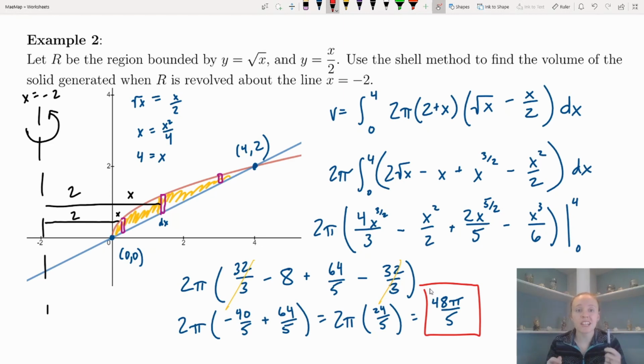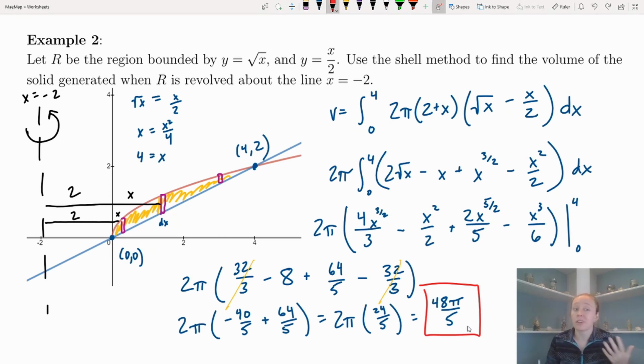Now, if you notice, this figure is not a new figure that we're revolving around the line x equals -2. In that previous worksheet, when we did the disc and washer method, revolved around a line that was not an axis, we did this exact same problem using the disc method. This was practice problem number 3 on that worksheet, and we did indeed get 48 pi over 5. So regardless of the method we use, we're going to get that same volume if we're revolving the same region about the same line. If they specify to use the shell, or if they specify to use the disc washer, use the method that's specified.